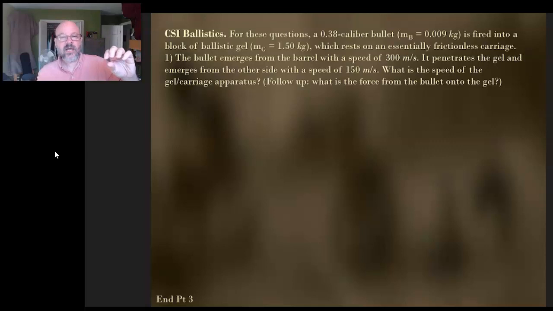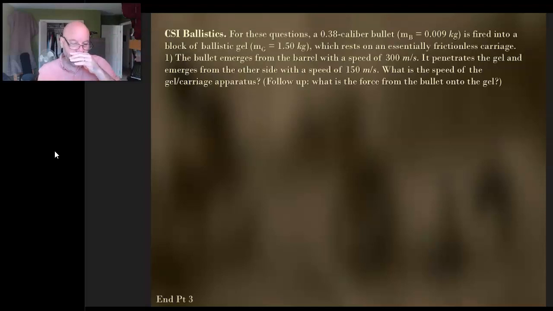Into a block of ballistics gel, which is used to test bullets sometimes. Our bullet is going to go into the block, pass all the way through, and emerge on the other side. Of course, it's going to slow down while it's inside the block. The bullet's going to go from 300 meters per second down to about 150 meters per second, so it gets cut in half while traversing the gel. The gel, of course, feels a force from that bullet, and it's going to end up moving.